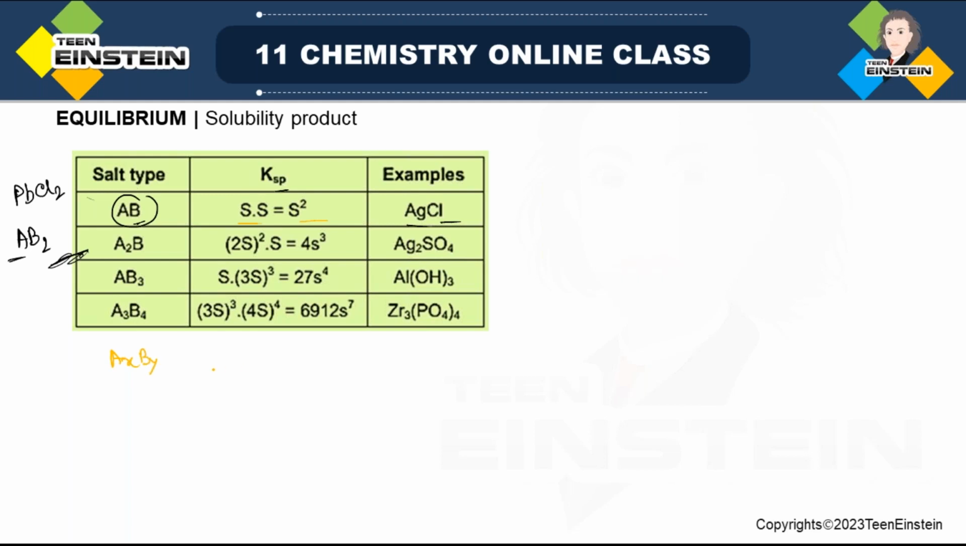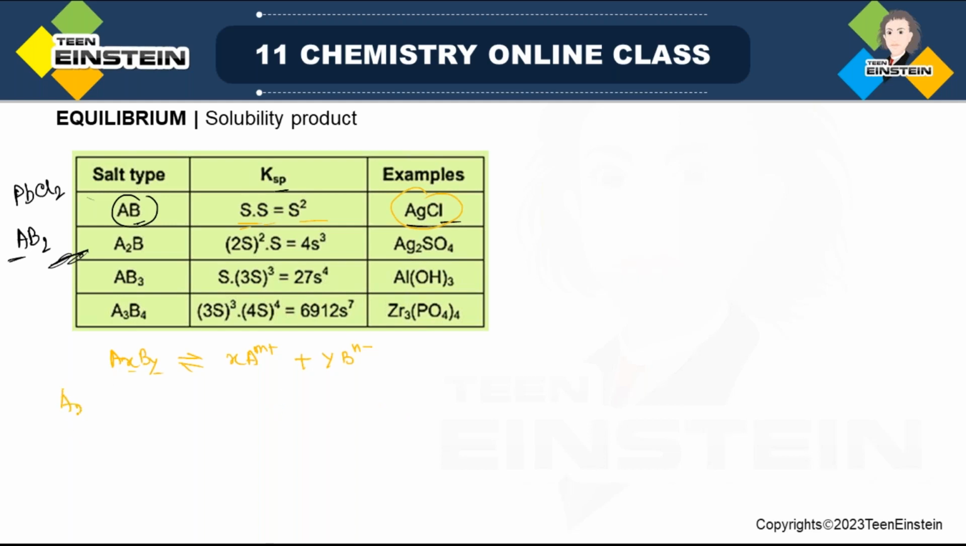AxBy, that is the general expression we have seen, right? So x number of A^m+, remember this we have already done, y number of B^n-. So here when x, y both are 1, example is AgCl, then it will be simply S times S. This is the simplest case possible.